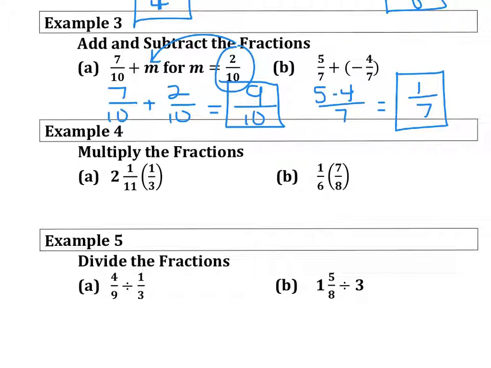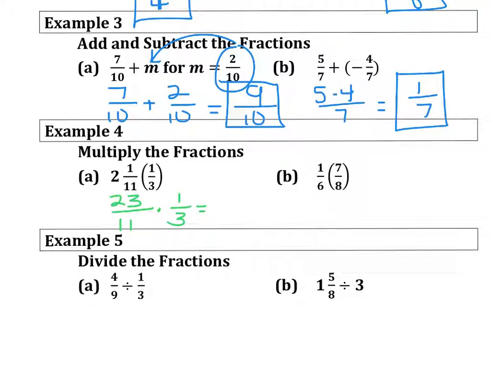Now, one thing we do want to take care of, however, when we first look at A, we see we do have a mixed number. It will serve us well if we convert it into an improper fraction first. You want to get in the habit of doing that anyways. So we will take our denominator 11, multiply it by 2 to get 22, and add 1 to get 23/11. Then we will multiply that by 1/3.